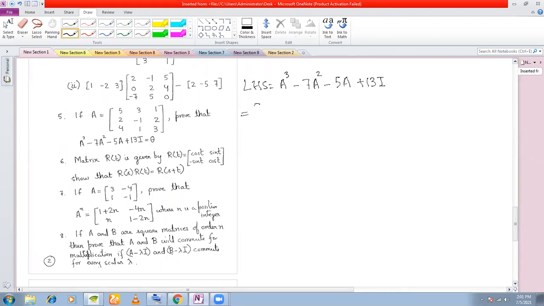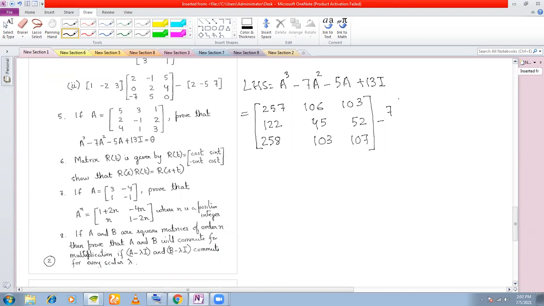So A cube, we had found this out to be 257, 106, 103, 122, 45, 52, 258, 103, 107. This was A cube we found out.